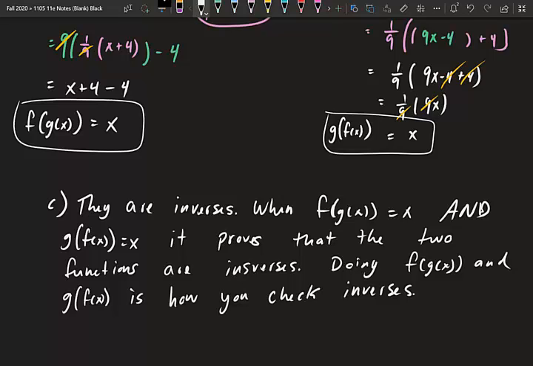So if you're ever asked to check the inverse, you do part A and part B. I will let you know for this class you do not need to check. You don't check for this class. But when you go to pre-calculus, you are going to need to start checking. But for college algebra, you do not need to check.